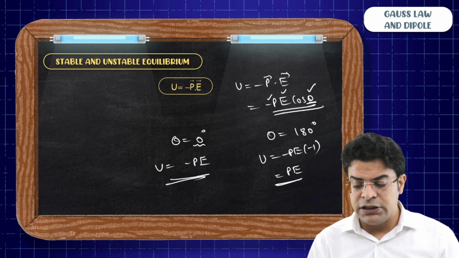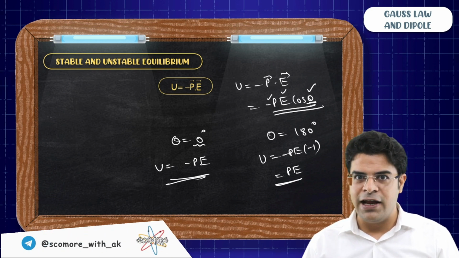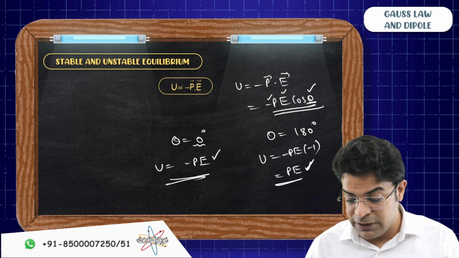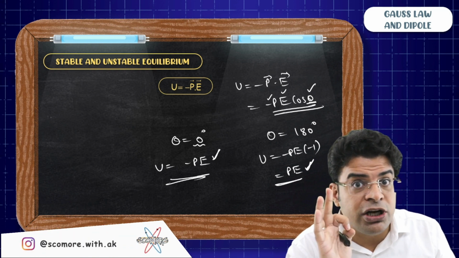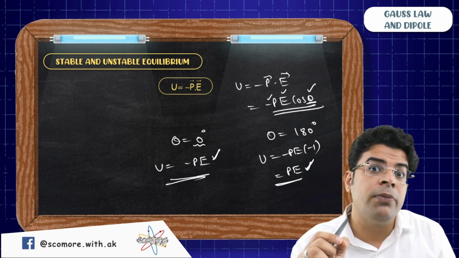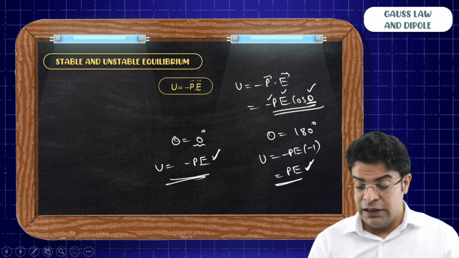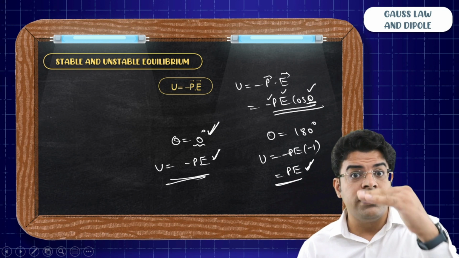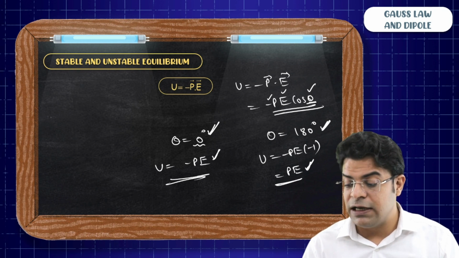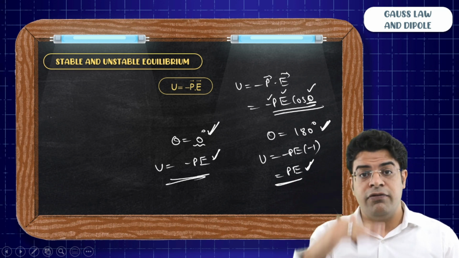Tell me, for which orientation, for which choice of theta, is the potential energy higher? For the anti-parallel dipole moment, the potential energy is plus Pe. For the parallel dipole, it is minus Pe. The universe craves stability, and stability is always attained at a lower energy level. The position for which potential energy is minimum is the position of stable equilibrium. So stable equilibrium is attained when theta is 0 degrees, meaning the dipole is parallel to the electric field, and you get unstable equilibrium when theta is 180 degrees, meaning the dipole is anti-parallel to the electric field.